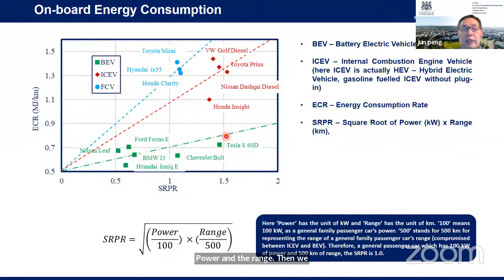There's the battery electric vehicle, with energy consumption rate per kilometer, how many megajoules. That's the internal combustion engine vehicle, that's the fuel cell vehicle. We can find that the fuel cell vehicle consumes more energy than the internal combustion engine vehicle, compared with battery electric vehicles.